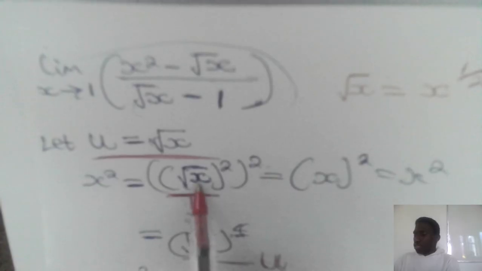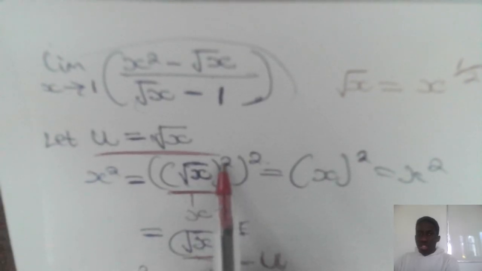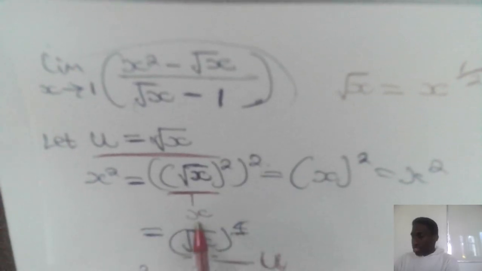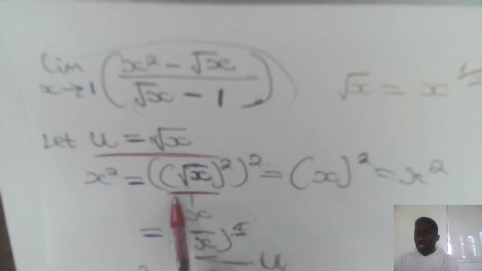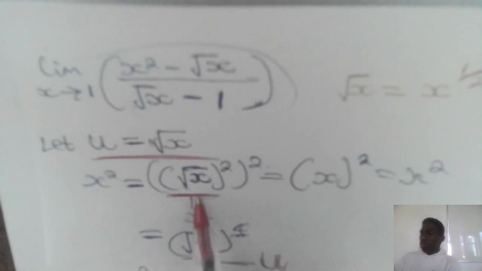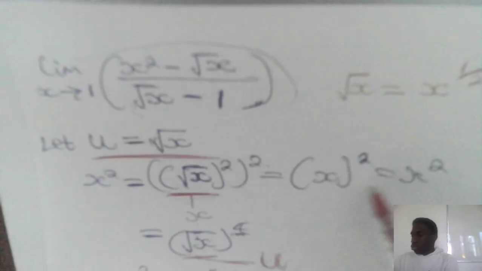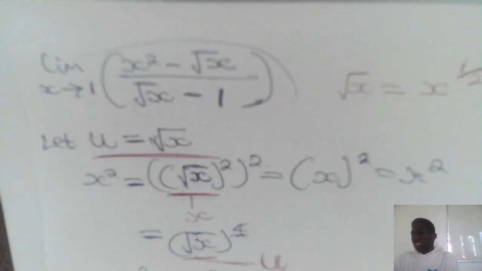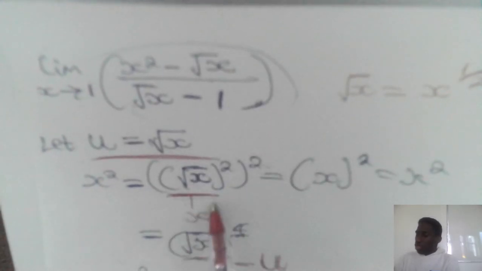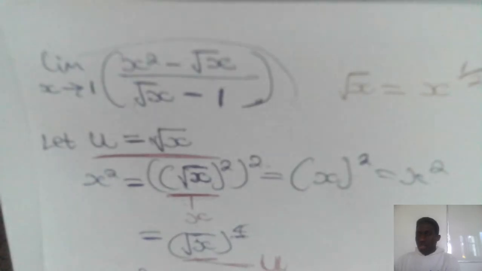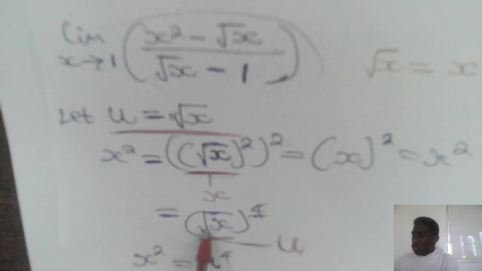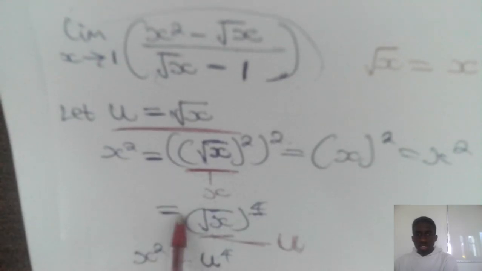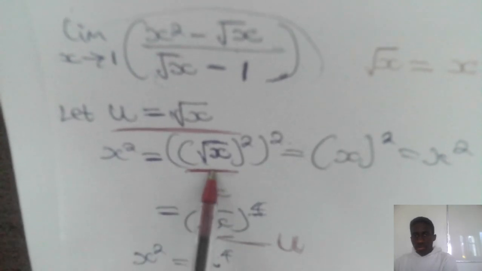Now, if you notice, the inner square, the square of the square root of x, is x, because the square will cancel the square root, so you have x from this first part here. And then when you introduce the second square, you have x squared. So we've proven that, for what we can see here, x squared is just equal to the square root of x to power 4.